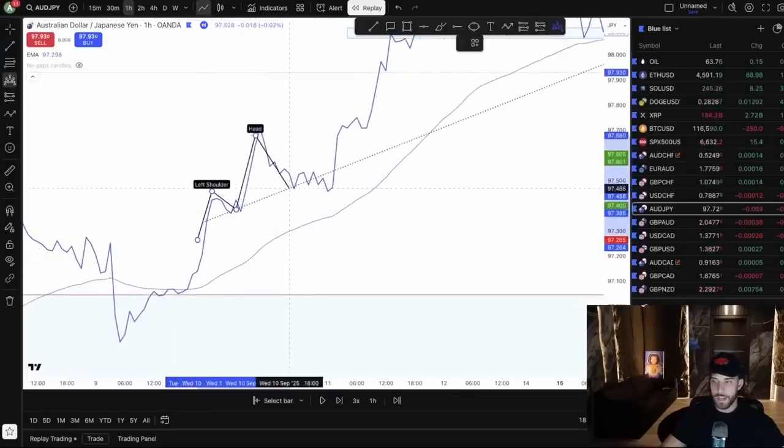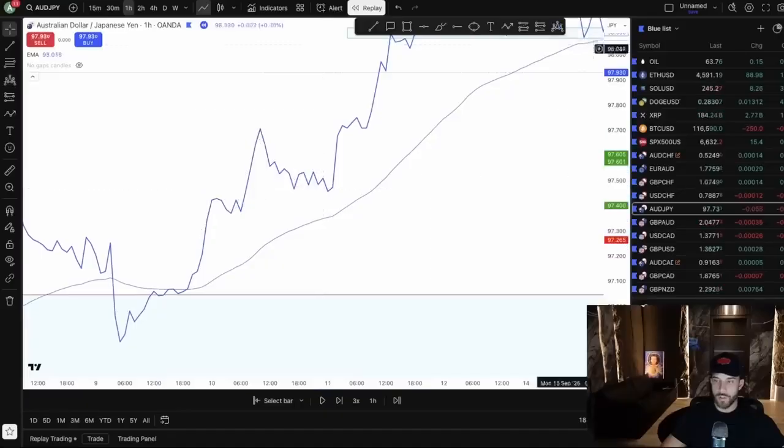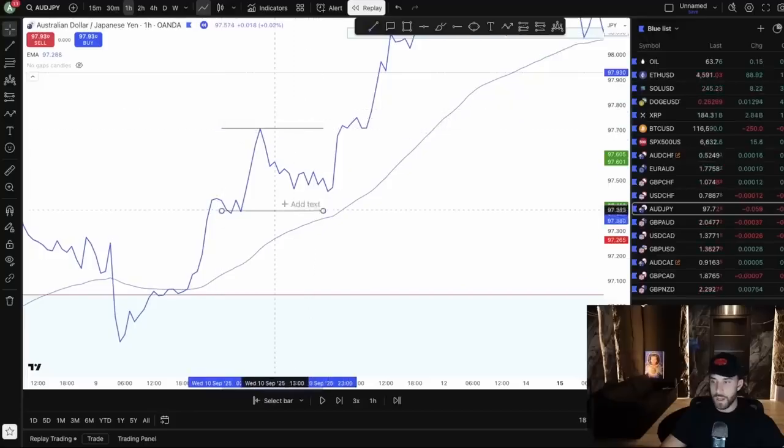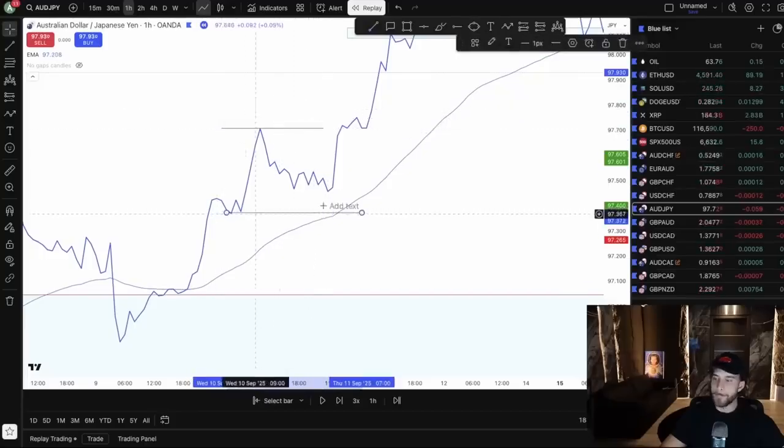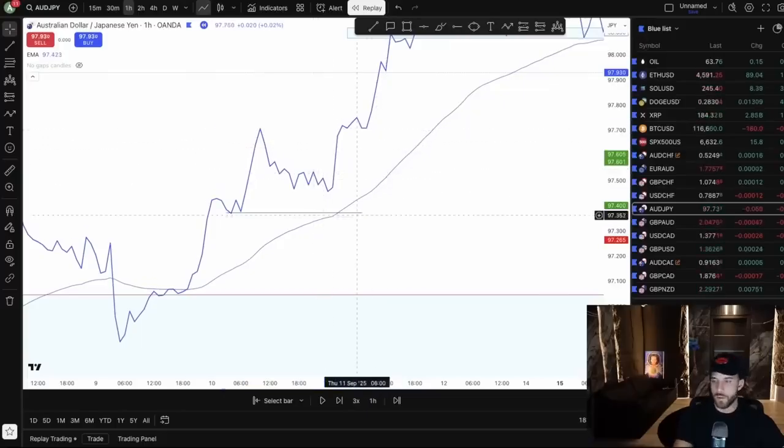Left, head, and then guess what? This right shoulder, this was the higher high. And then this was the higher low. The market never broke this higher low and never completed this right shoulder. It never created a proper reversal pattern.